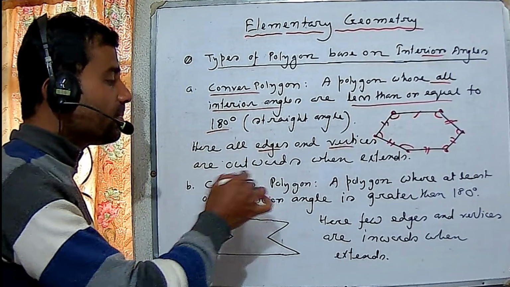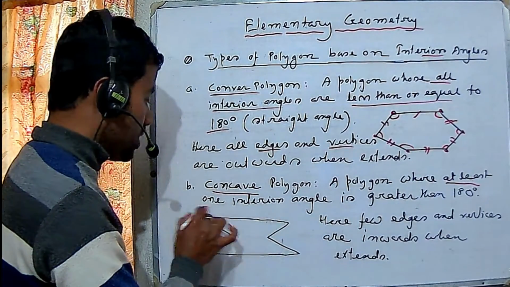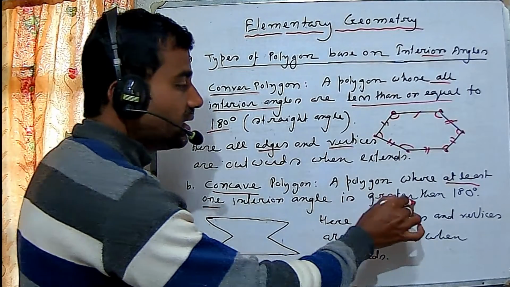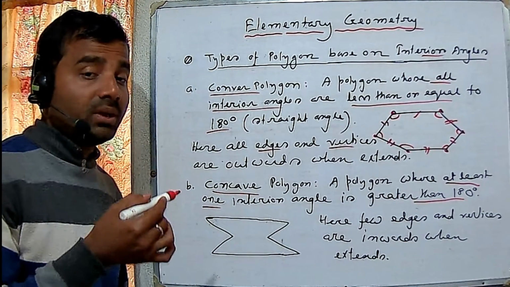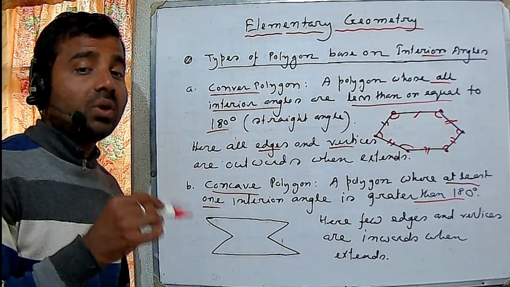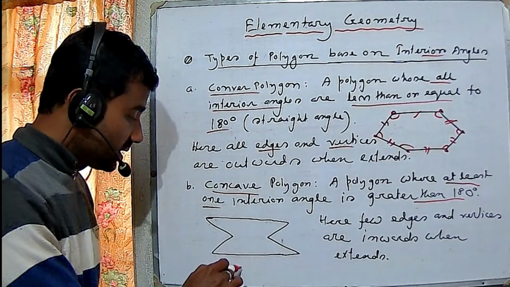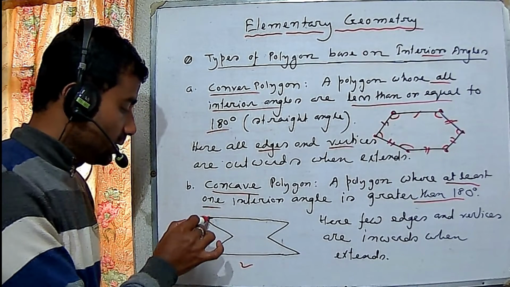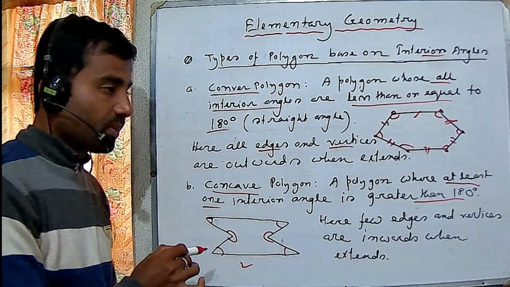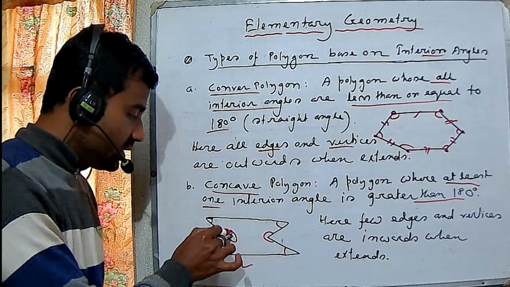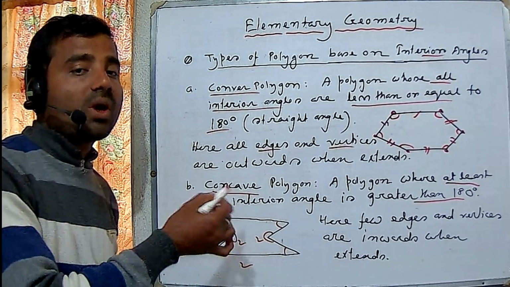Conversely, a concave polygon is a polygon where at least one interior angle is greater than 180 degrees. At least one, maybe more than one, but at least one interior angle will be greater than 180 degrees or a straight angle. We consider this figure. Here these are internal or interior angles. Among them, these two angles, this and this, are greater than 180 degrees.